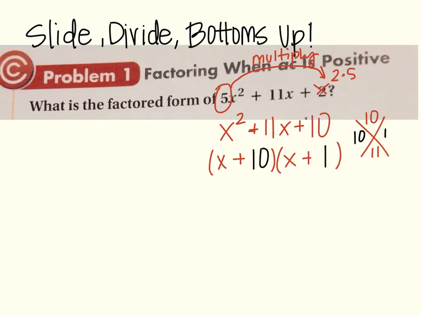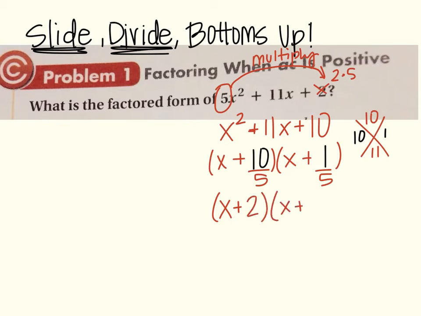And then we did the slide part. Now we're going to divide. So I want to divide by the leading coefficient, which is 5. And we're going to divide each of our two factors that we got. And then reduce the fractions. So 10 over 5, that reduces to 2. And then 1 over 5, I can't reduce. It's just 1 over 5.